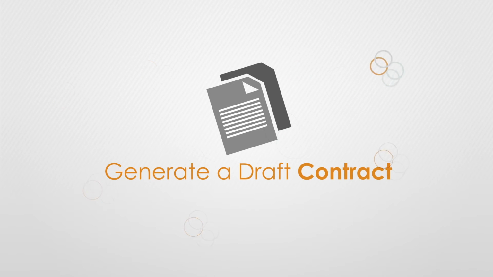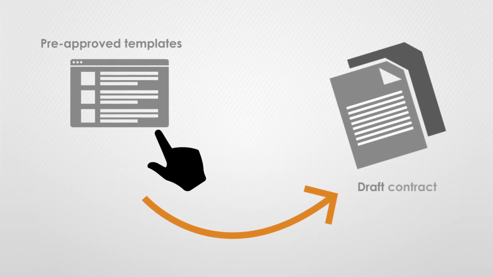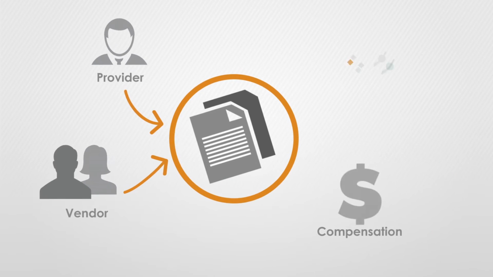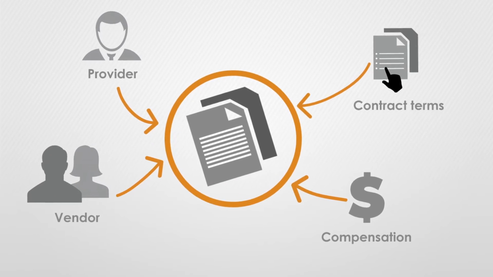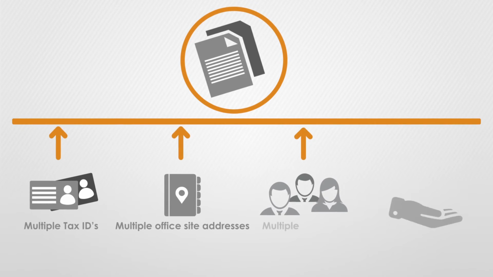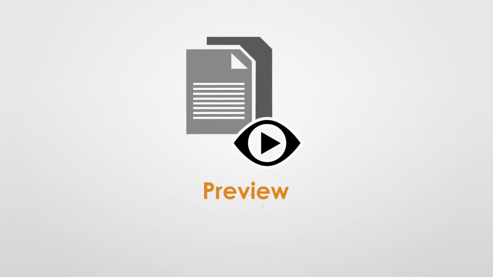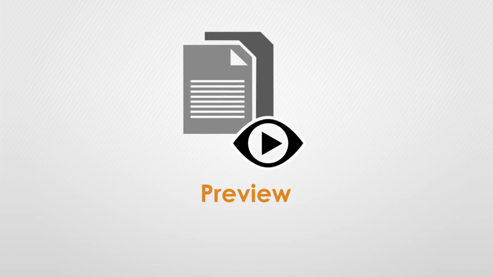Generate a draft contract. The solution provides the relevant pre-approved templates, which will be used to generate the draft contract. It collects information around provider, vendor, compensation, and contract terms. The solution is designed to capture multiple tax IDs, multiple office site addresses, multiple providers, and multiple products in the same contract. The author uses the preview feature to make additional edits before generating the draft contract.